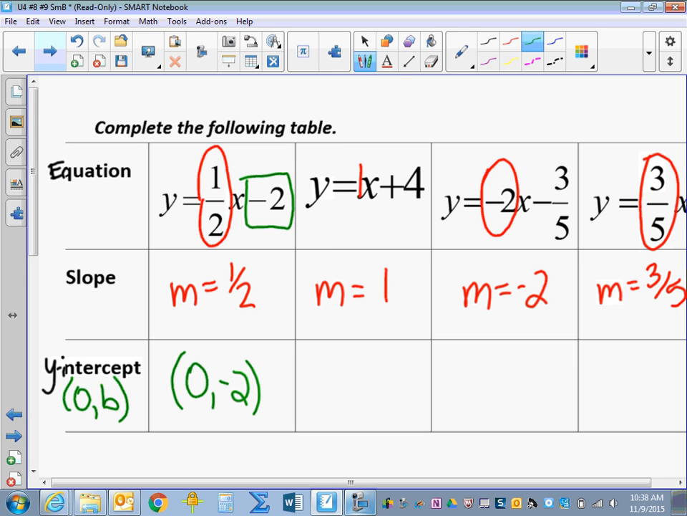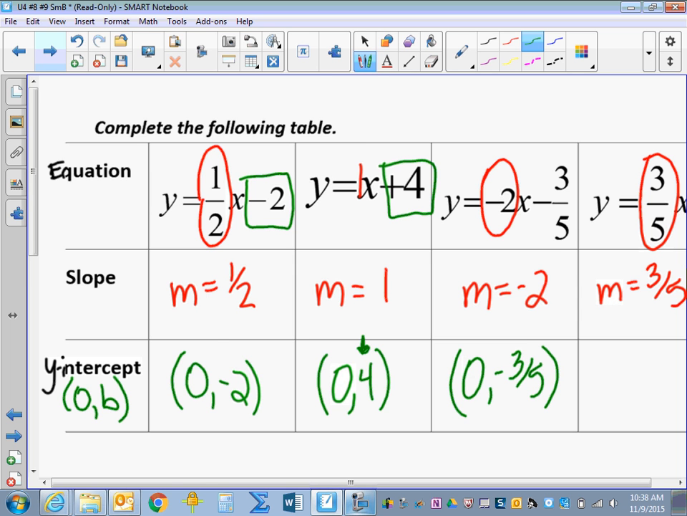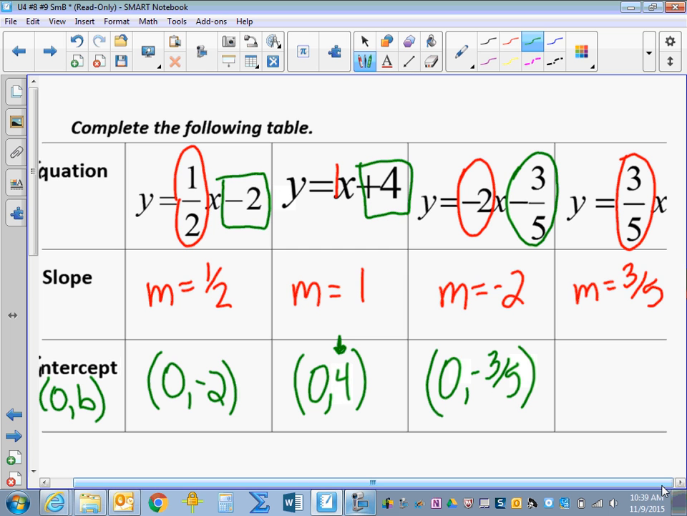Isn't 0 always a part of it? Yes, for your y-intercept, your x value is always 0. All right, my next equation, what's my y-intercept here? (0, 4). Good. It's a positive 4, so my y-intercept is (0, 4). Good. (0, -3/5) is my next y-intercept. We have to take that negative with it. Very good. Anybody know what that last equation's y-intercept is? Raise your hand if you think it's 1. What else do we think it is? Raise your hand if you think it's 4.